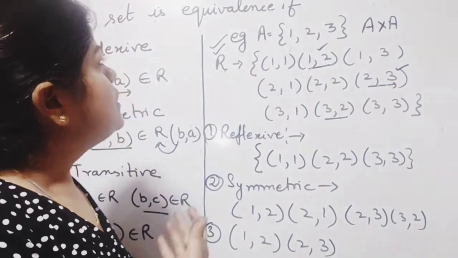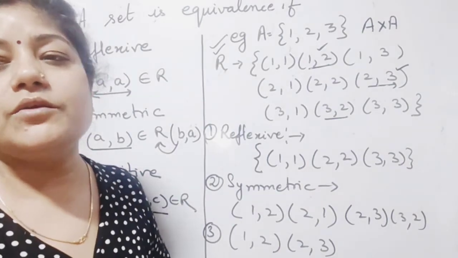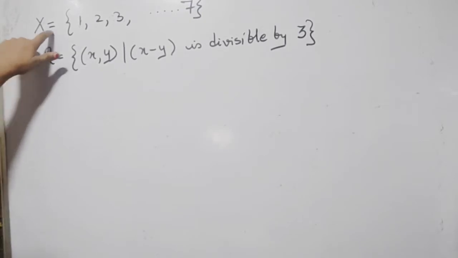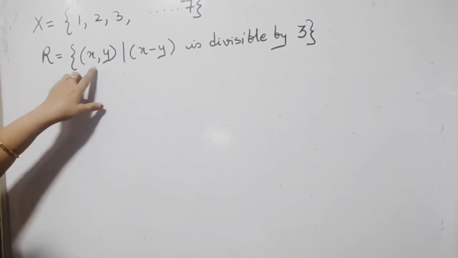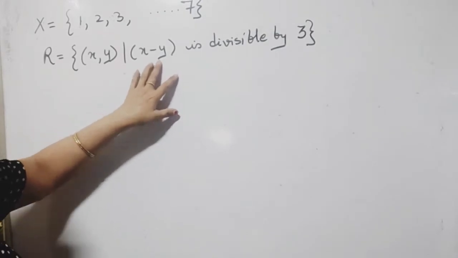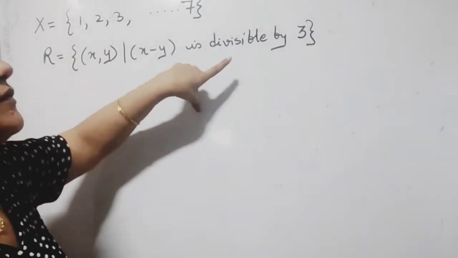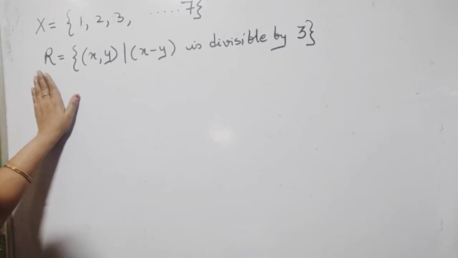We can also discuss this theorem, this property along with another question. Now for example, we have a question like this. There is a set X which has the elements 1, 2, 3 up to 7, and there is a relation. That means there is an ordered pair having relationship X minus Y. That means the ordered pairs, if we take out the differences of them, it is divisible by 3. And we have to show whether this relationship is equivalence or not. If we try it mathematically, then what will happen, and how we can write it theoretically.